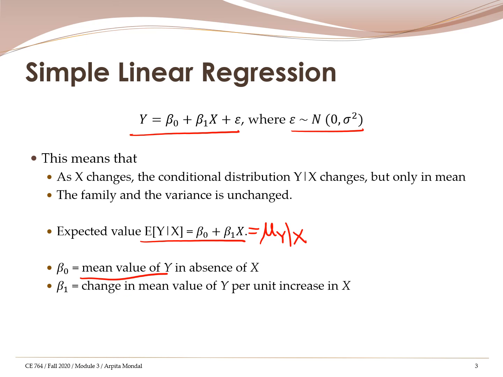Beta 1, on the other hand, indicates the change in the expected value of y per unit increase in x. So how mu y given x changes for unit change in x, that is what is physically represented by the parameter beta 1. And therefore intuitively, out of beta naught and beta 1, more often than not, beta 1 is the parameter that is of more importance to you.